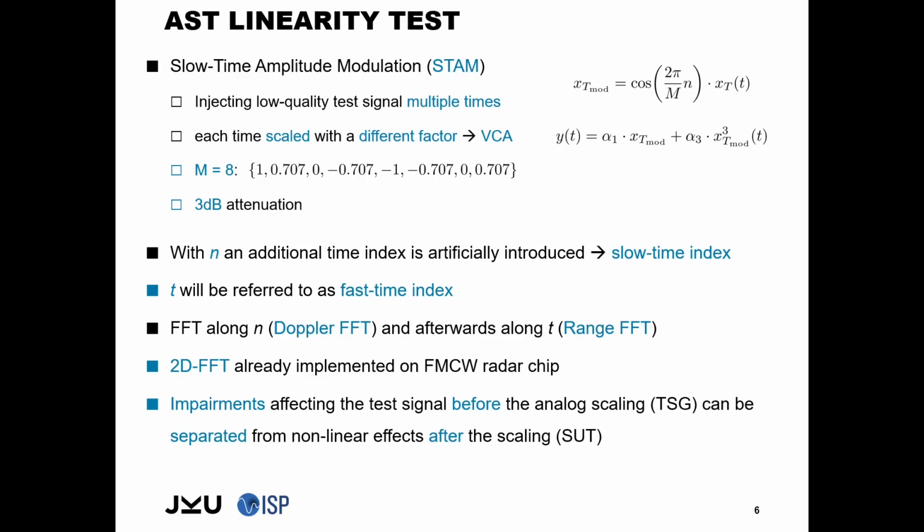And we also need a second FFT along t, which is called the range FFT. And this 2D FFT is often already implemented on FMCW radar chips, so we don't even need extra hardware for the AST linearity test. And with this sum, the parameters affecting the test signal before the analog scaling, for example of the test signal generator, can be separated from nonlinear effects after the scaling, so from the signal under test.